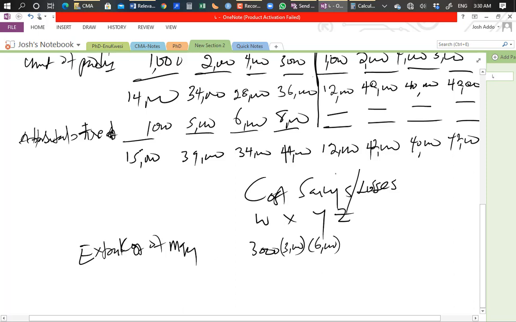Let's look at Z. 44,000 making, 42,000 buying. So extra cost of making is 2,000.